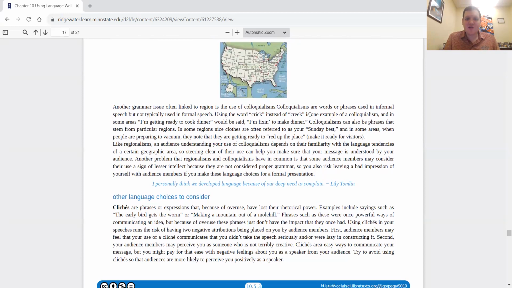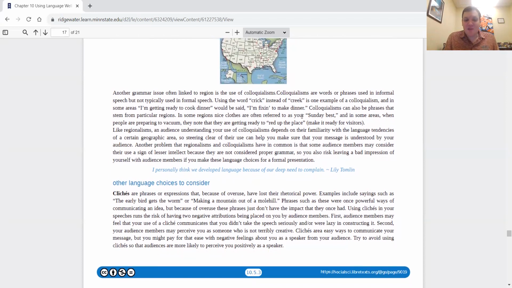Or crick versus creek. My dad always says crick. He calls it crick. I go with the word creek, like it's a creek. It's a body of water. I don't know what crick is. But again, it's just different ways of saying the same thing.